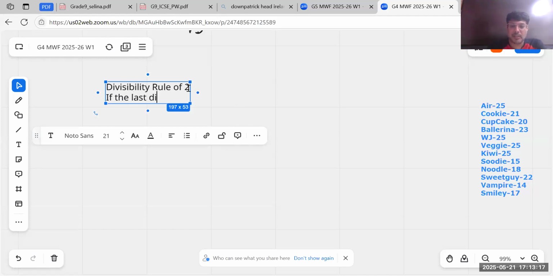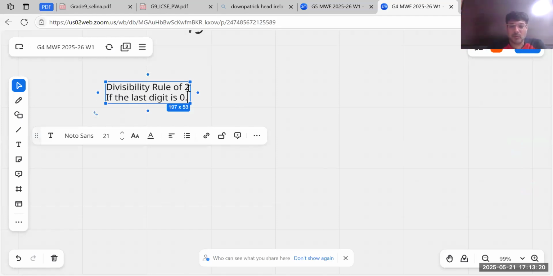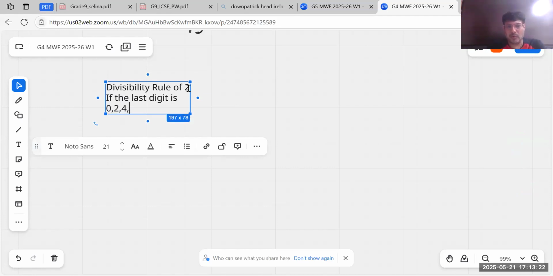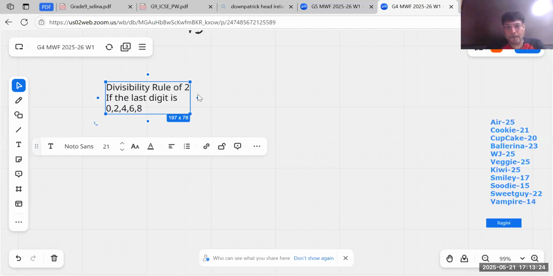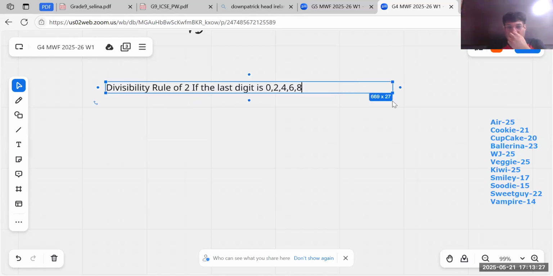The last digit is 0, 2, 4, 6, 8. That's the divisibility rule of 2.